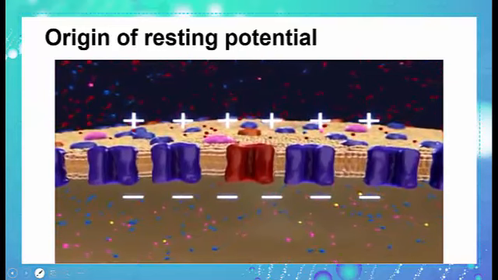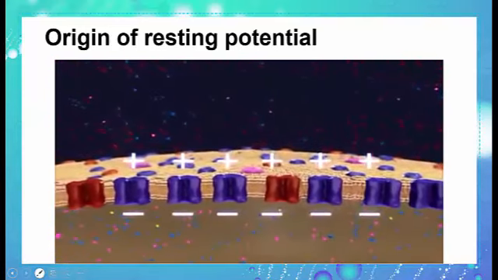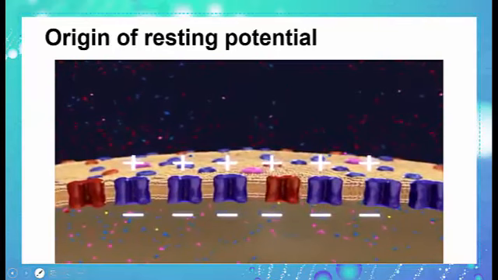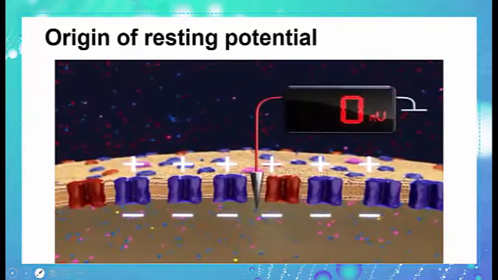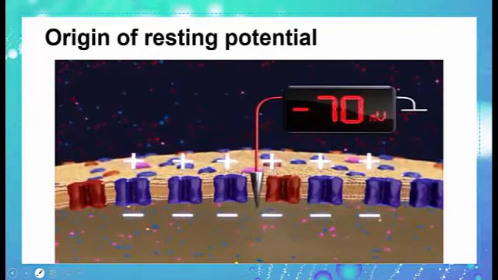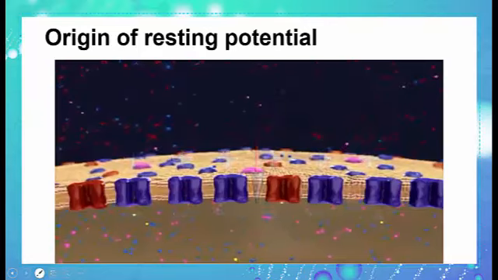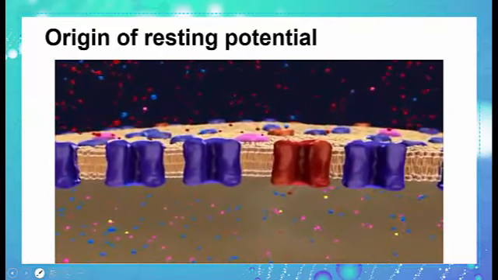This partitioning of charge creates a voltage difference across the membrane known as the resting membrane potential, which can be measured using a voltmeter. On average, an intracellular electrode records a value of minus 70 millivolts. The resting membrane potential depends on two factors.